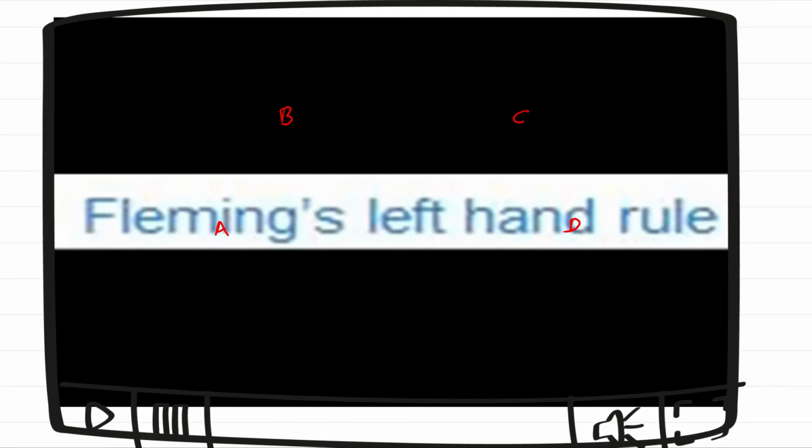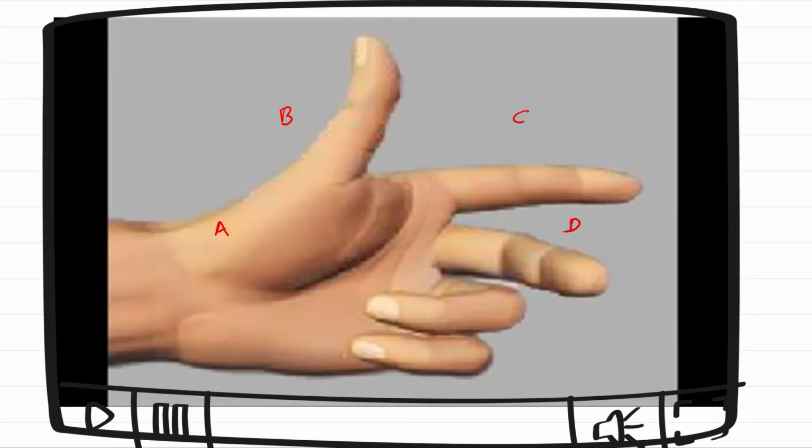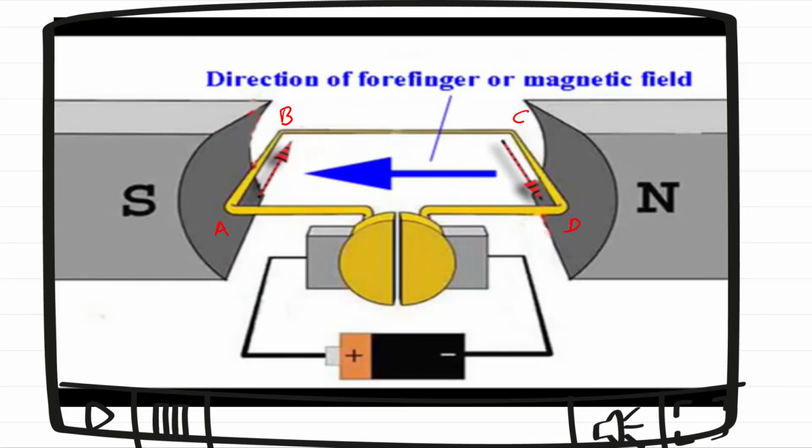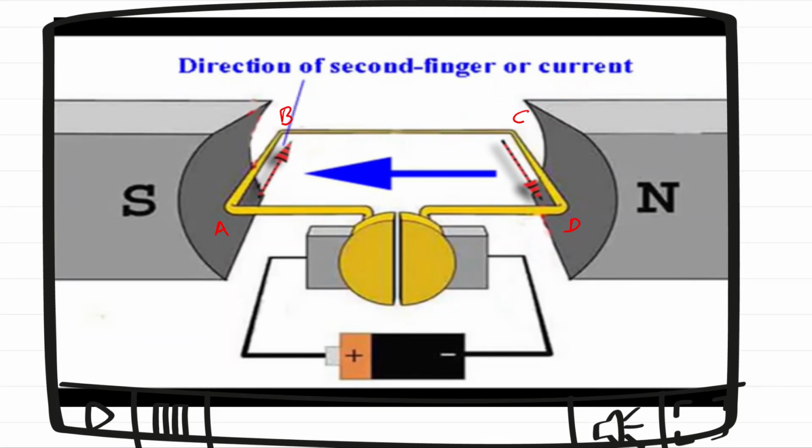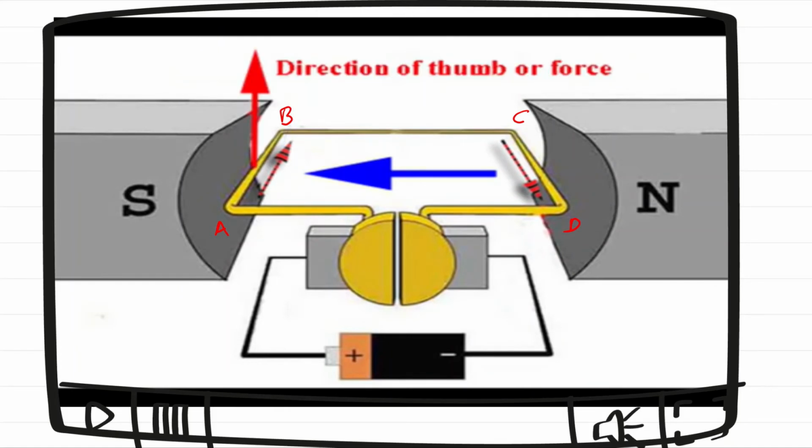For that, we have to stretch the forefinger, second finger and thumb of our left hand at right angle to one another. With that, if the forefinger is aligned along the direction of magnetic field, that is from North Pole to South Pole, and the second finger or middle finger is aligned along the direction of current in the left side conductor, then the thumb indicates the direction of mechanical force. This is clearly upward here.